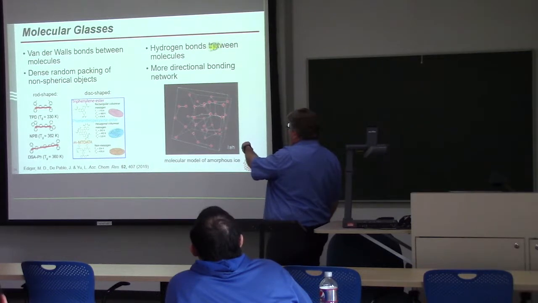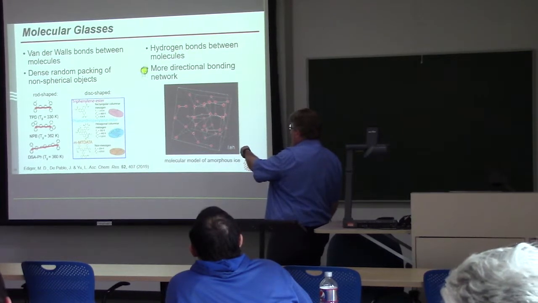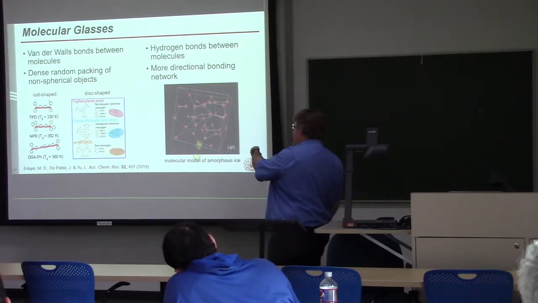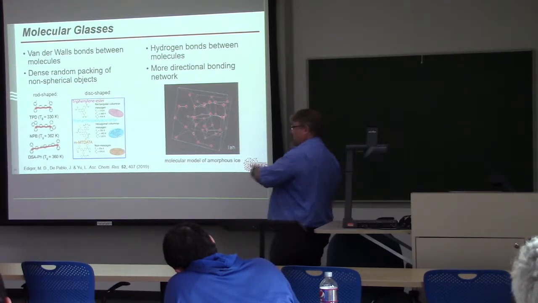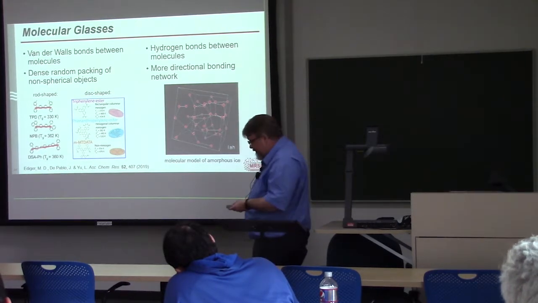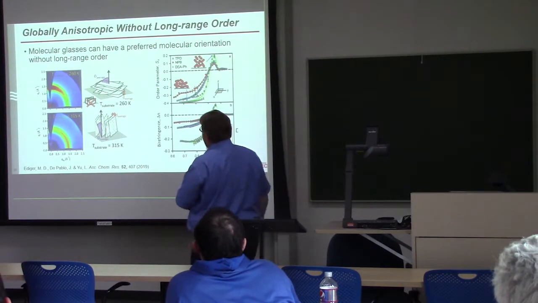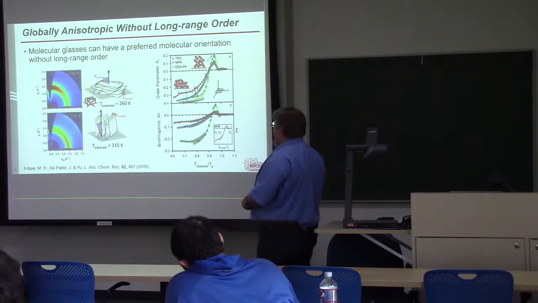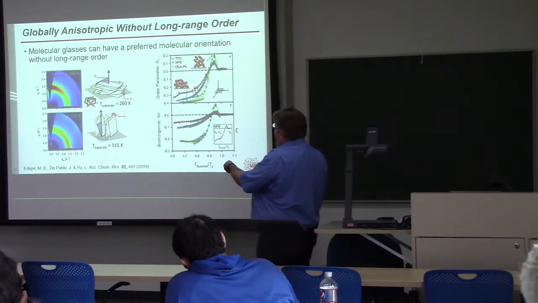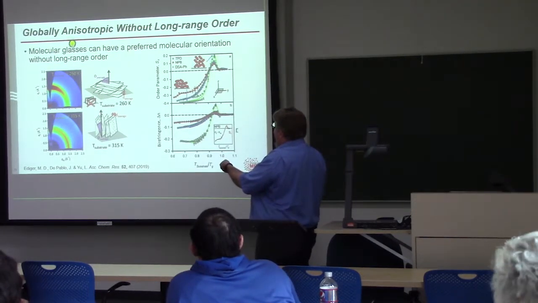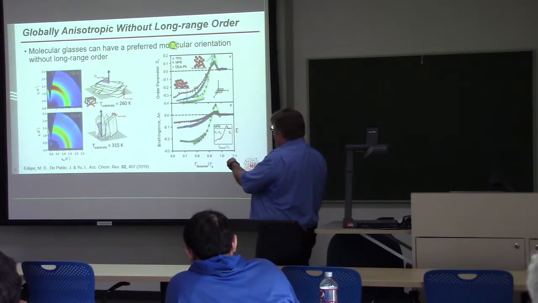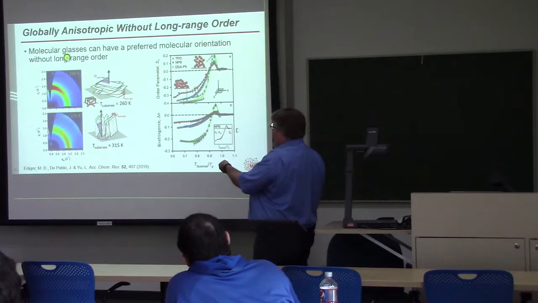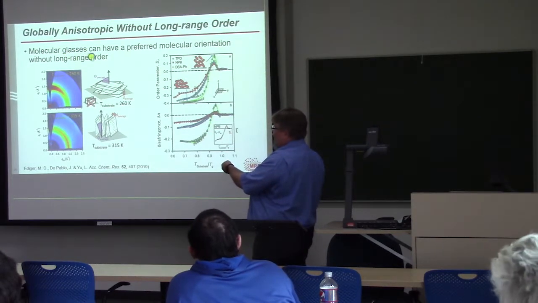If instead there are hydrogen bonds between the molecules, you end up with a more directional bonding network, of which liquid water and water ice is the sort of prototypical example. One of the intriguing structural effects of random packing of non-spherical objects is it's possible to create materials that have a preferred global molecular orientation, so they are globally anisotropic, but still don't have any long-range order.